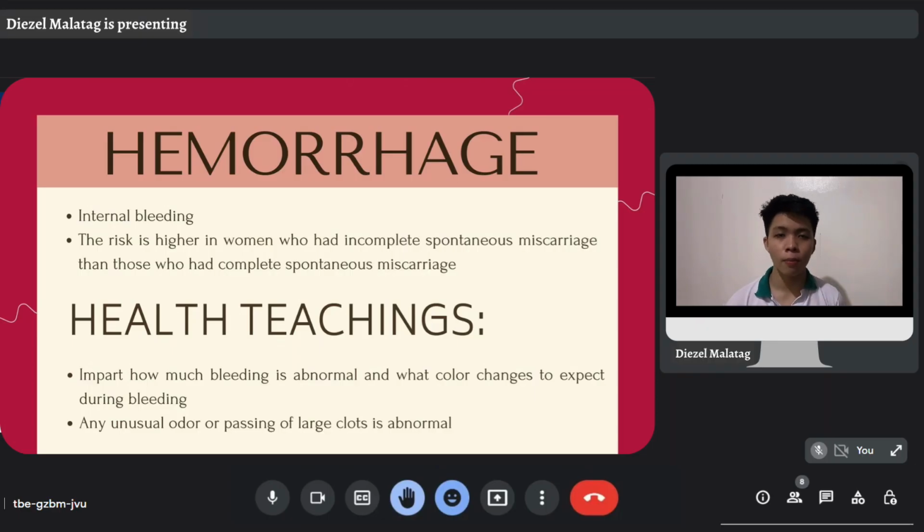Lastly, we'll discuss the complications associated with abortion, starting with hemorrhage, which is the internal bleeding and has a higher risk of developing in an incomplete spontaneous miscarriage. The health teachings for this one is number 1, impart how much bleeding is abnormal, that is, 1 pad per hour is abnormal, and what color changes the woman should expect in bleeding. So it should be gradually changing to a dark color and then to the color of serous fluid as it does with the postpartum woman. Any unusual odor or passing of large clots is also considered abnormal.